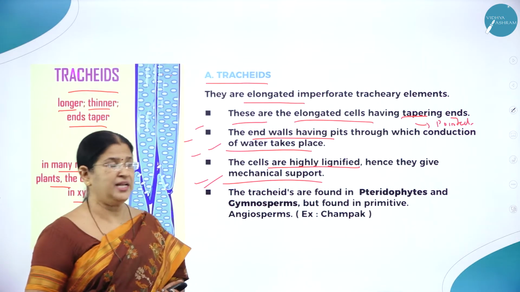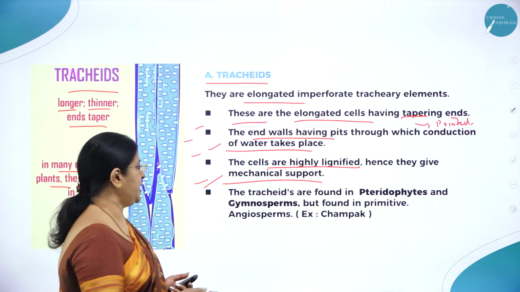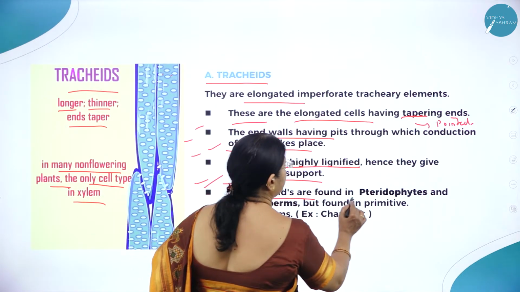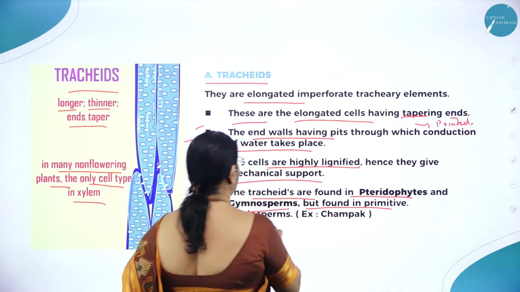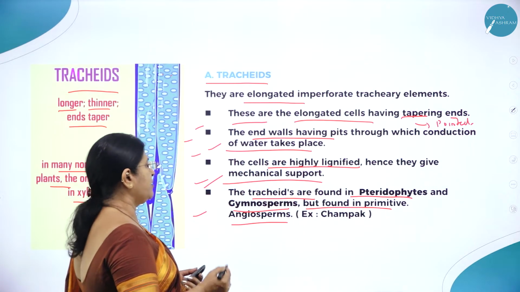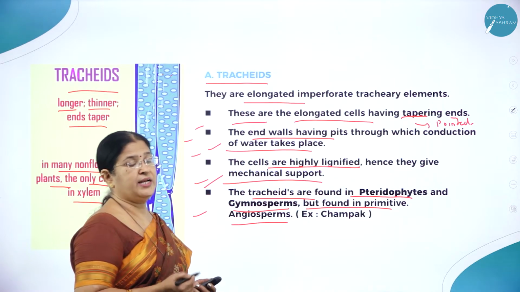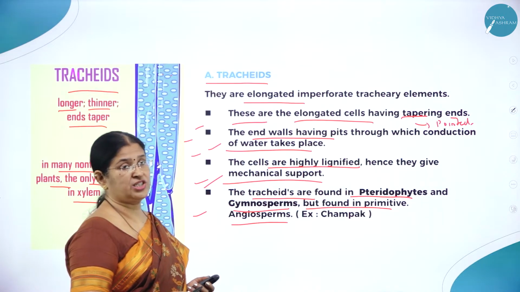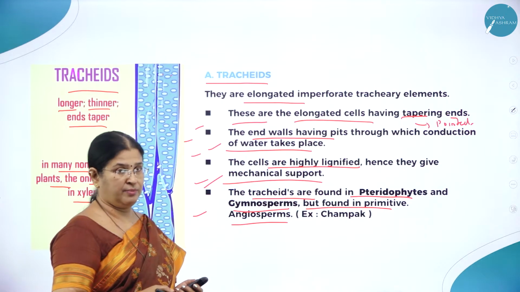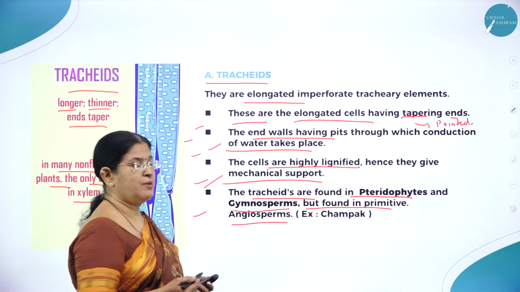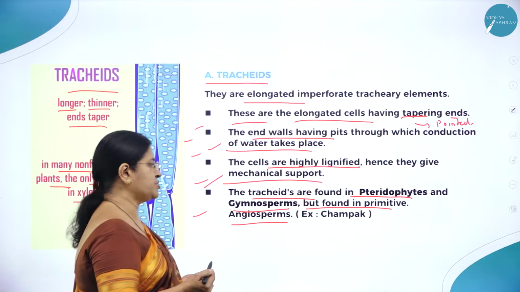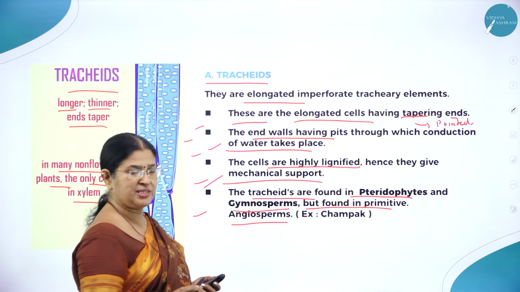It is the highly lignified cells. Then the tracheids are found in pteridophytes and gymnosperms, but also found in primitive angiosperms. As I said, trachea is more efficient in conduction than tracheids. Tracheids are found in pteridophytes and gymnosperms, and in primitive angiosperms like champak, Michelia champaca.